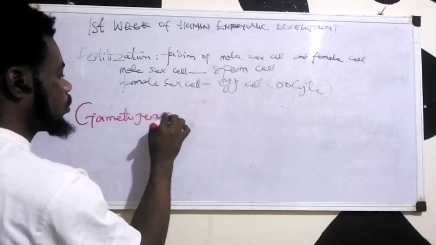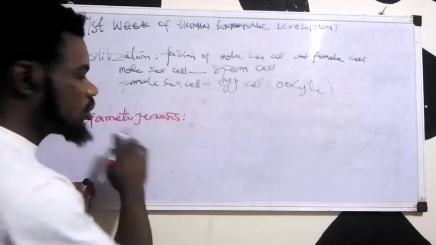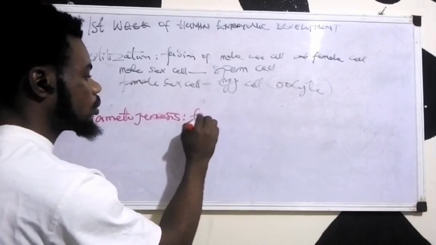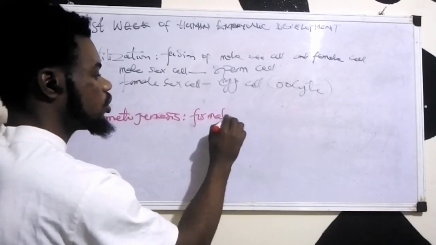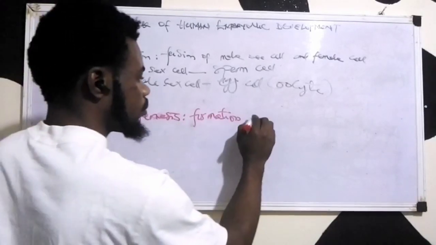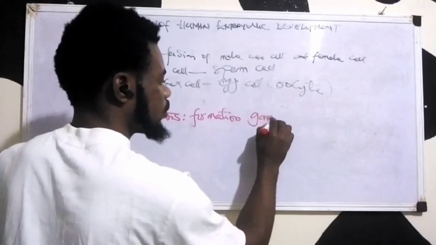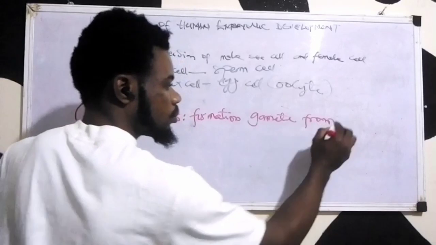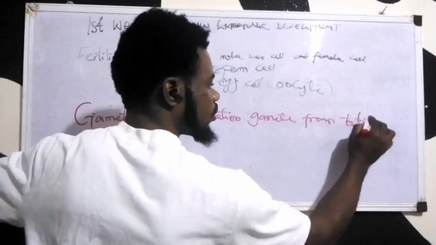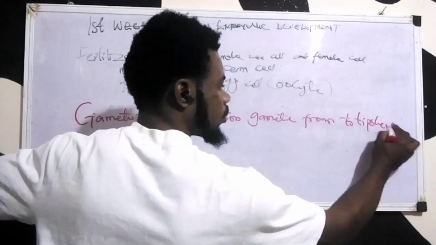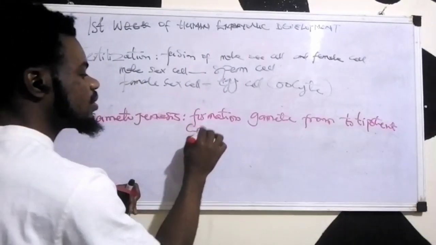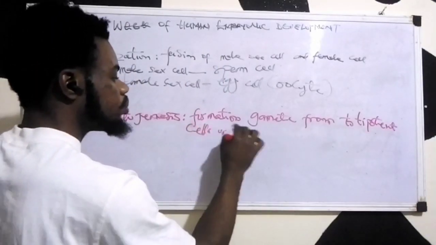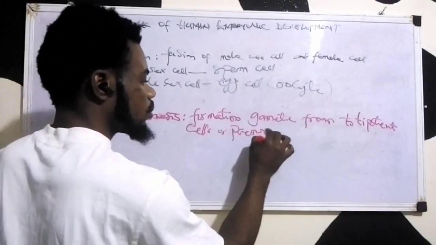Gametogenesis is actually the formation of gametes from totipotent cells or primordial cells.